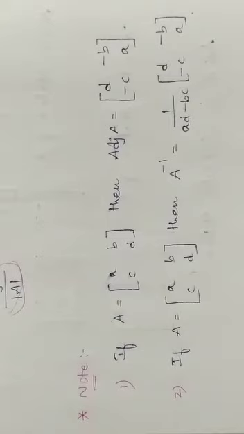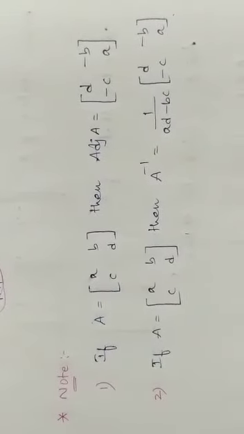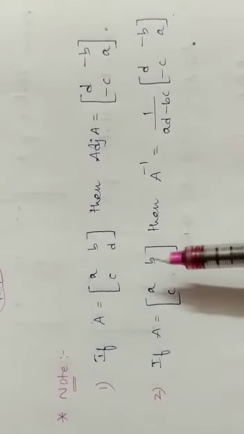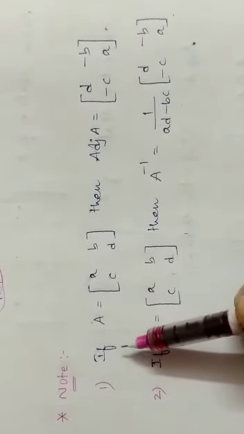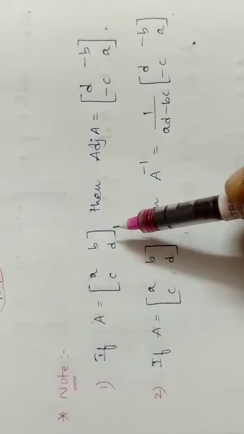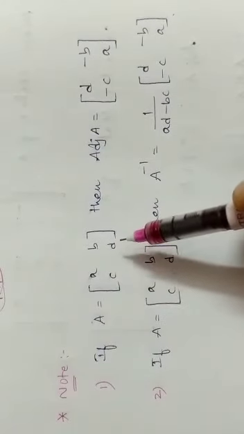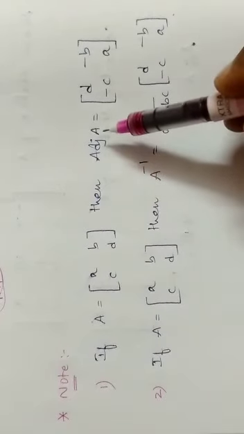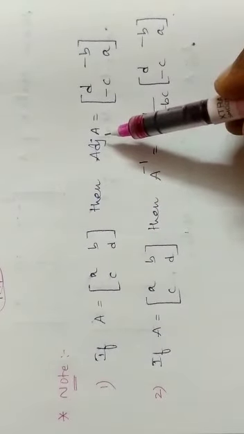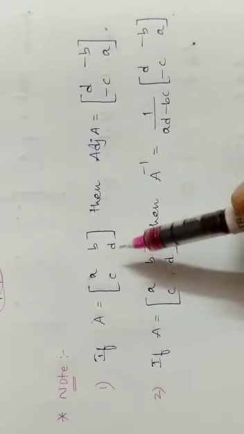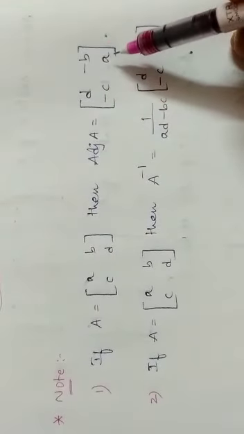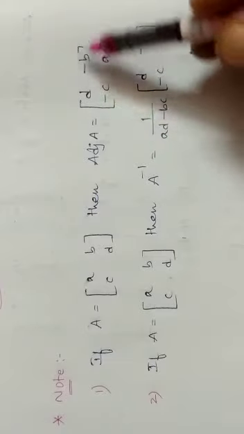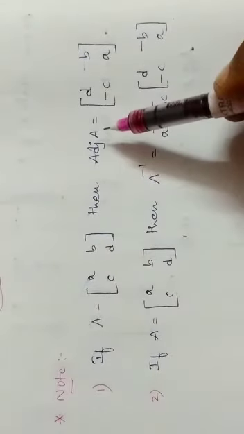These two formulae are purely for 2 by 2 matrices. If A equal to a 2 by 2 matrix with entries A, B, C, D, then adjoint A is D, minus B, minus C, A. Directly you can write this formula to find adjoint A.